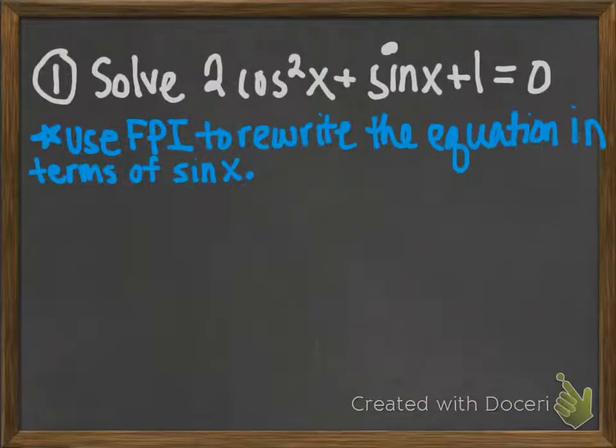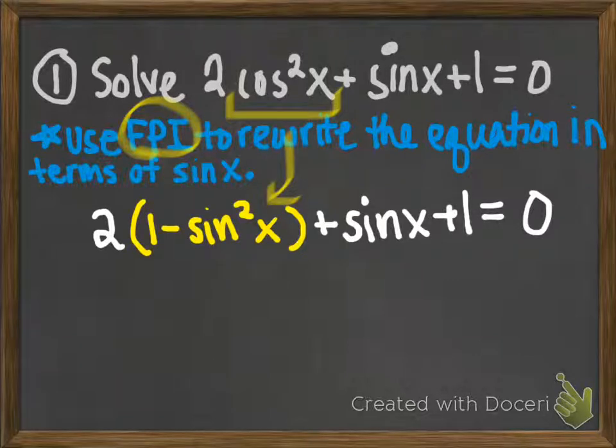Solve 2 cosine squared x plus sine x plus 1 equals 0. And I gave you a little hint. Use FPI, which is Justine's way of saying fundamental Pythagorean identity, to write the equation in terms of sine x. So before we can do anything, I have to get rid of this cosine squared x and replace it using FPI, right? So cosine squared x gets replaced by 1 minus sine squared x. And then from there, go ahead and distribute the 2.